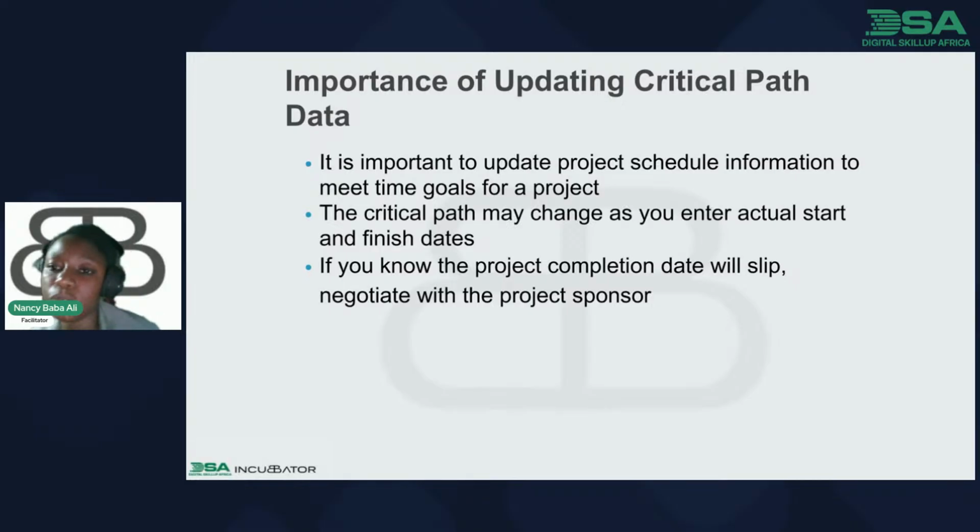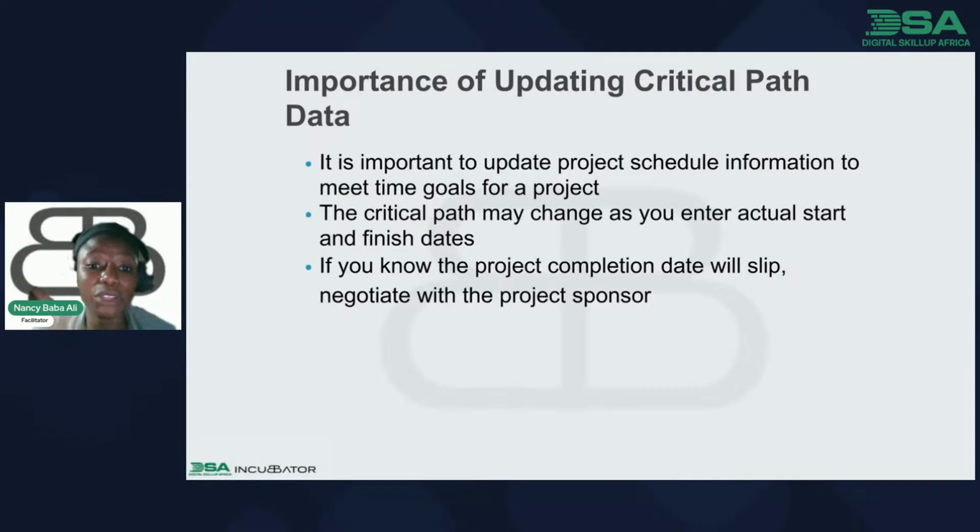Then, importance of updating critical path data. It is important to update project schedule information to meet time goals for a project. The critical path may change as you enter actual start and finish dates. If you know the project completion date will slip, negotiate with the project sponsor.